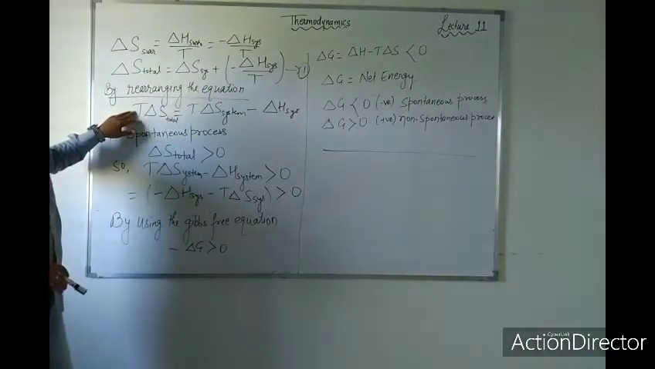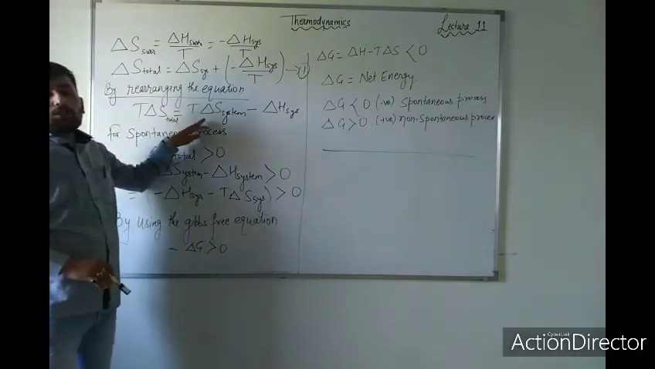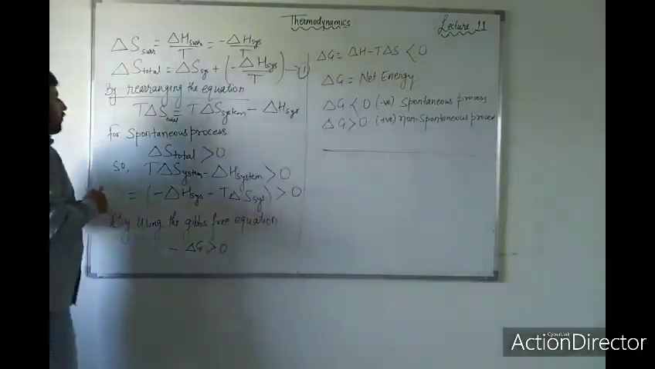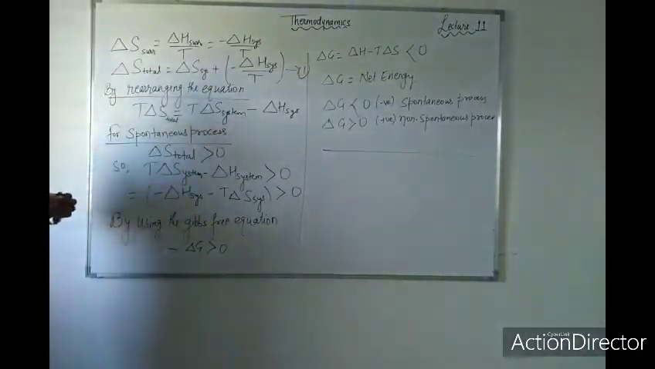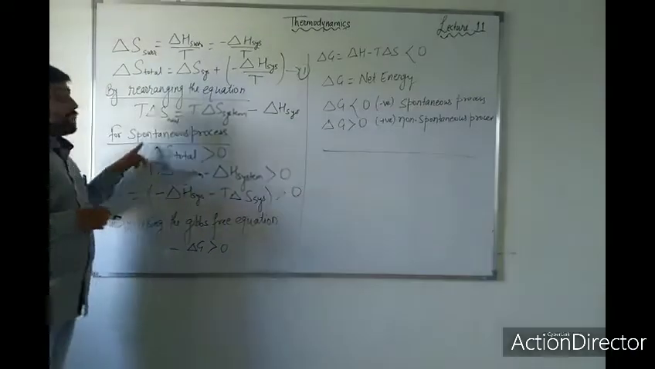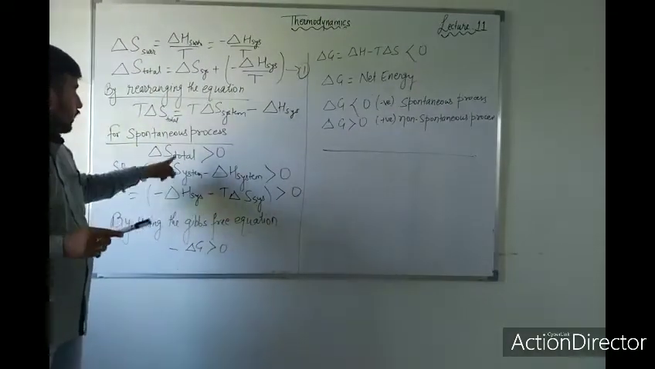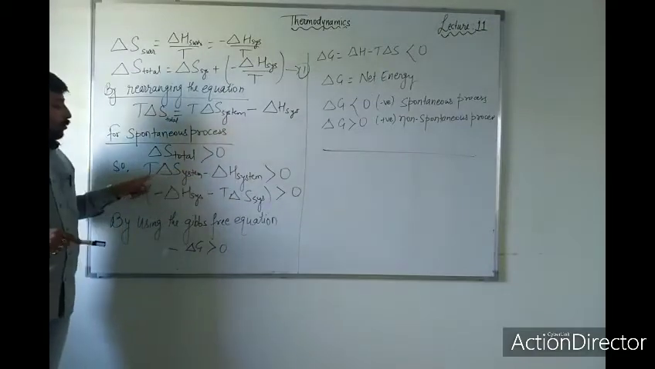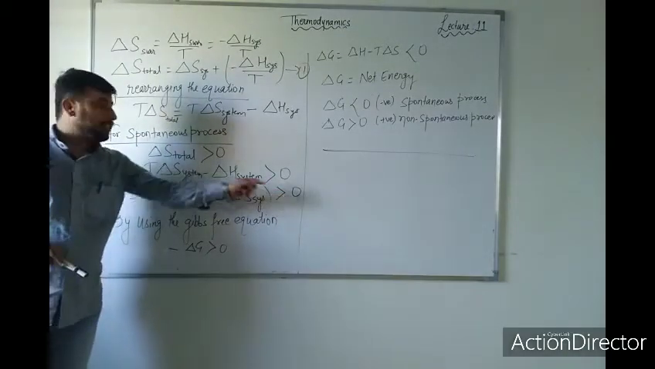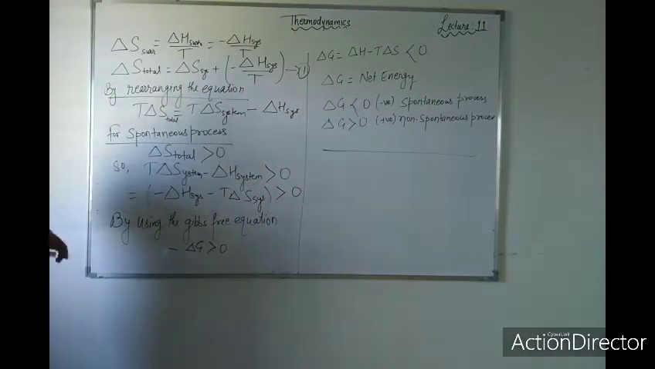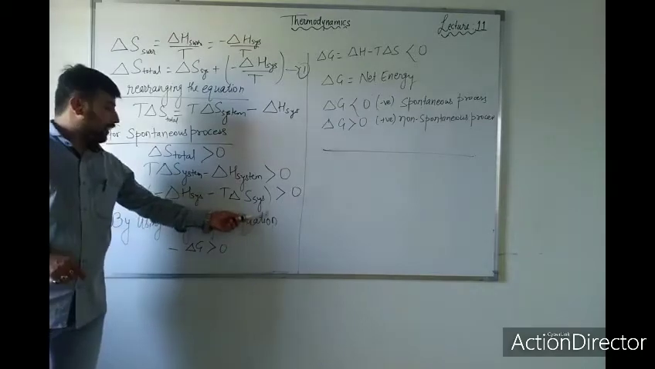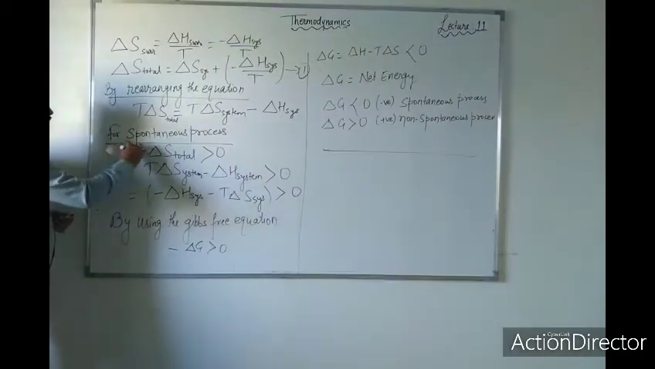The left hand side became T delta entropy total, which is equal to T delta entropy system minus delta H system. Now, if I talk about a spontaneous process, you know very well that in a spontaneous process the entropy value will be greater than 0, which means delta S total is greater than 0. So T delta S system minus delta H system is greater than 0 for the spontaneous process. Rewriting, minus delta H system minus T delta S system, is greater than 0, especially for the spontaneous process.